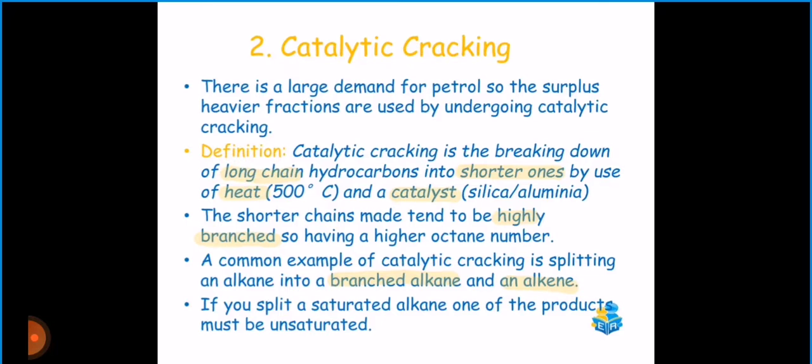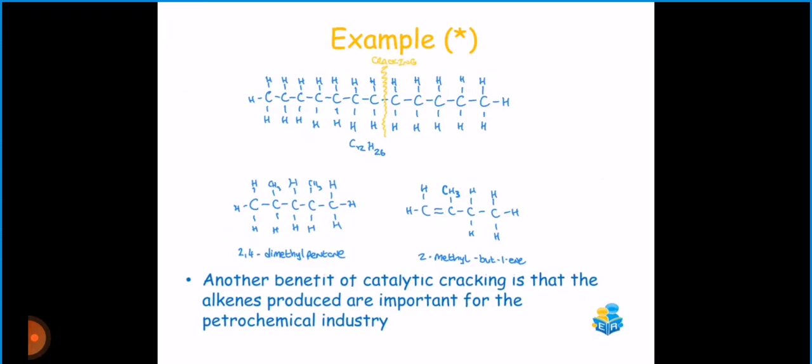If you're given an equation and asked, is this an example of catalytic cracking, look to see if you form a branched alkane and an alkene. If you do, more than likely this is catalytic cracking. So if you split a saturated alkane, one of the products must be unsaturated. So here's an example of catalytic cracking.